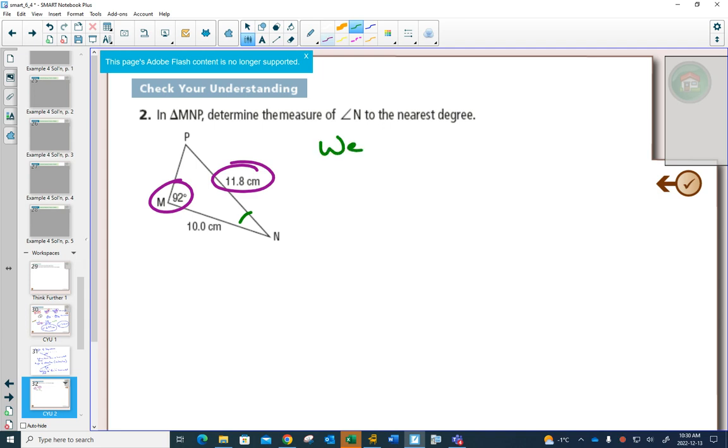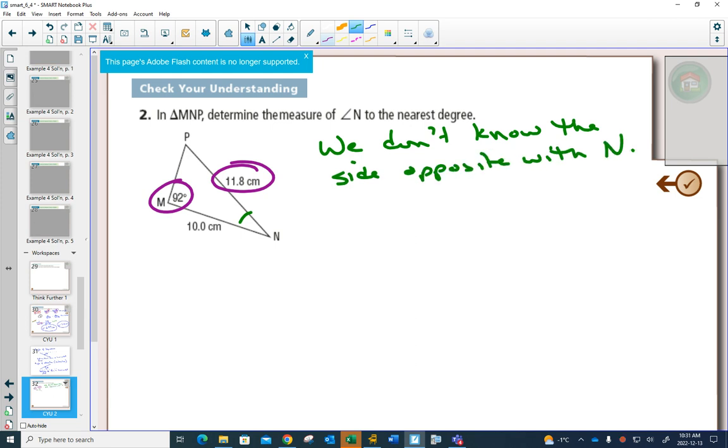So we have a little bit of a problem because we don't know the side opposite n. So we will not be able to, in this question, solve for n directly. But with the sine law, there's probably something that we could solve. Do we have another angle and another side that could pair together? And the answer is yes. We could solve for p because we know the opposite of p.